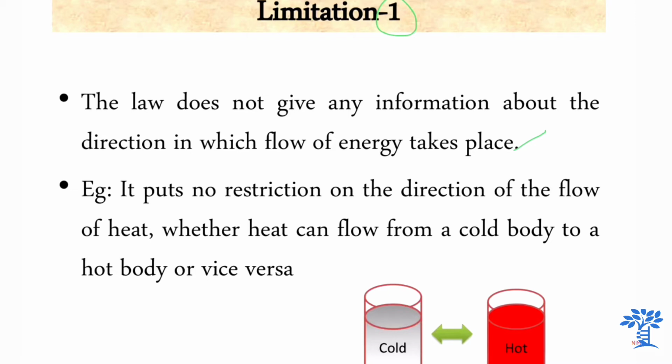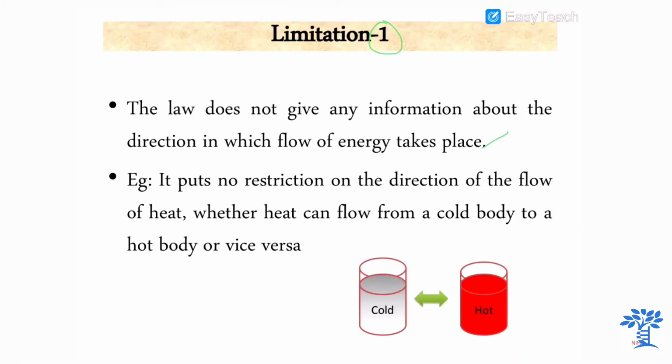That is, if two systems A and B, which are capable of exchanging heat, are brought in contact with each other, the first law tells only that one system loses energy and the other gains the same amount of energy. It fails to tell whether the heat will flow from A to B or B to A. That is, the law does not give any information about the direction in which the flow of energy takes place.